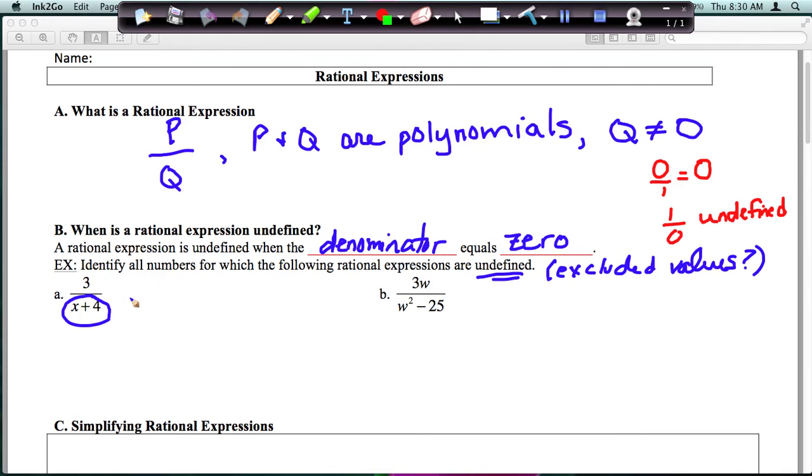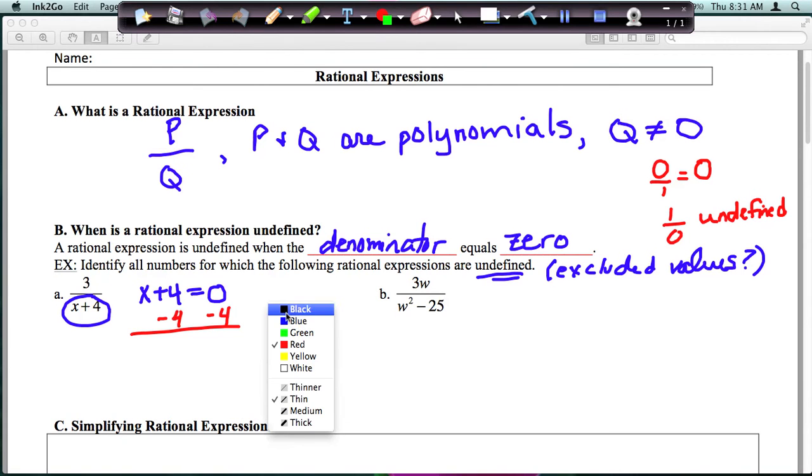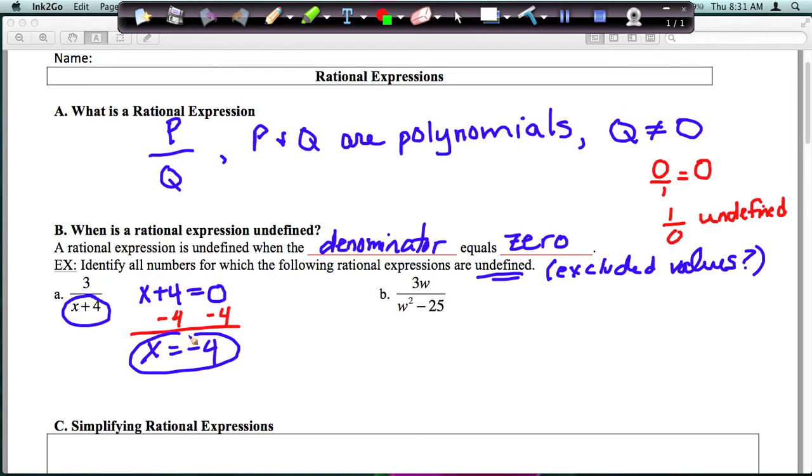To figure that out, take your denominator, in our case x plus 4, and I want to know when it is equal to 0, because that's when it would be undefined. Then you just solve for x. In this case, all I have to do is subtract 4 from both sides, and it's undefined when x equals negative 4. So that's the value I have to exclude. You can see here, if I plug in negative 4, I get negative 4 plus 4, which is 0, and that would be undefined.